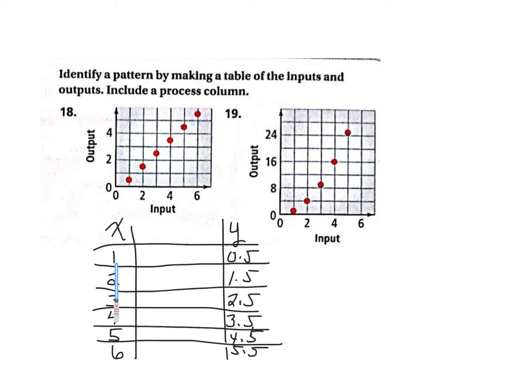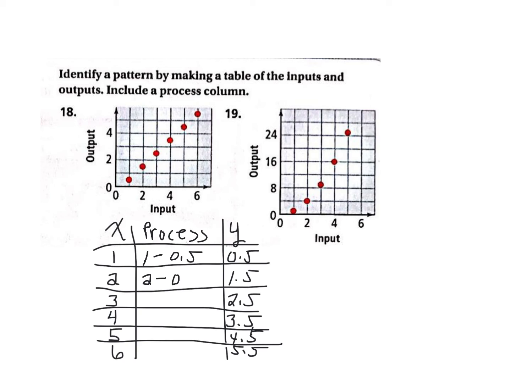Okay, so then we have to figure out what are we doing to 1 to get to 0.5. We could subtract 0.5 to get to 0.5. We could take 1 and divide it by 2 to get to 0.5. So let's see what happens here. If I take 2 and I subtract 0.5, do I get 1.5? Yes. 3 minus 0.5, 2.5, so that must be what's happening. So what they mean by the process column, so this is your process column, is you're just taking 1 and subtracting 0.5. You're trying to look to see what is it that you're doing each time, what's the pattern.